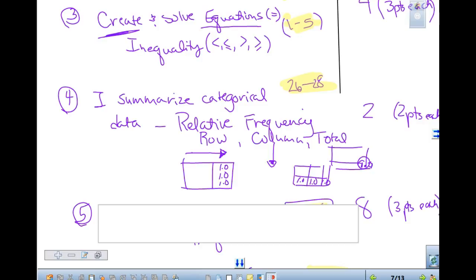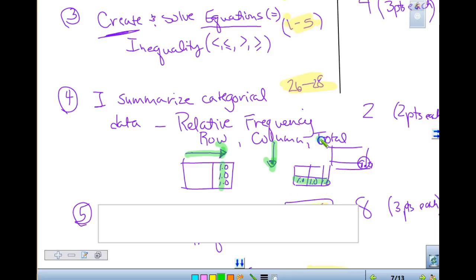Or I might ask you to find the relative frequency of that whole table. So you need to understand the difference of the words, meaning that if I'm looking at a row, rows are going across, that means all of these numbers at the back are going to be 1.0. If you are doing a column relative frequency, that means at the bottom of each one, I would see a 1 at the bottom of all of those.